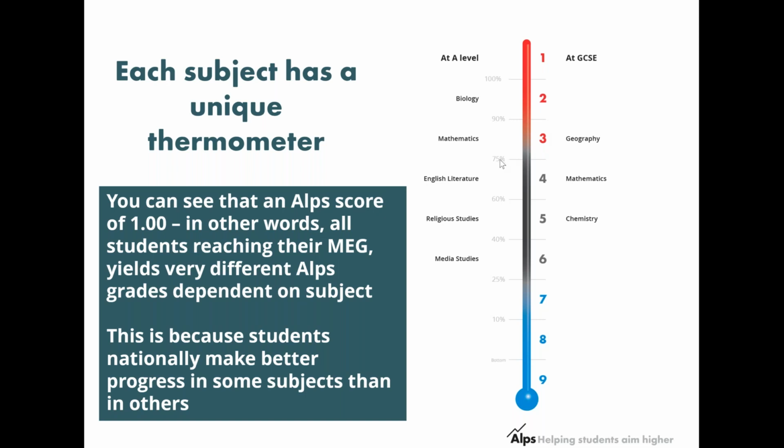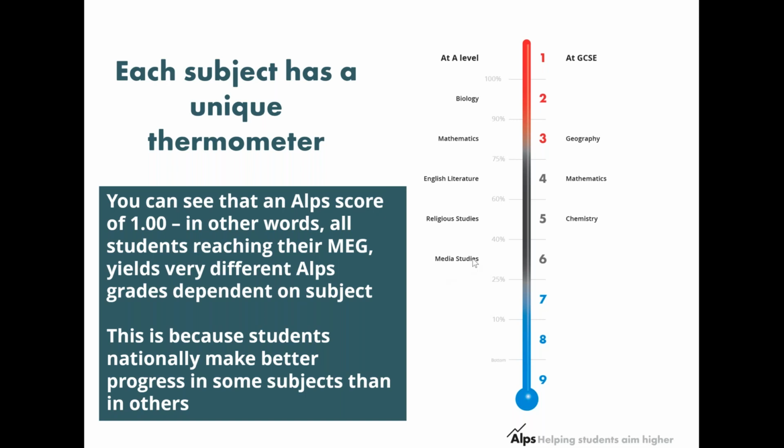Now, you'll see that different subjects have different thermometers. So if I get a 1 for biology, it pops me in grade 2, which means that on my biology thermometer, the 1.00 can't be 1.00. It must be lower than 1.00. I'm going to show you that in a second.